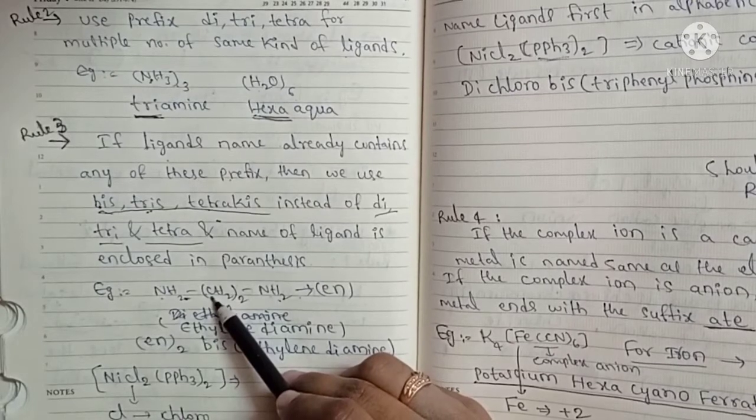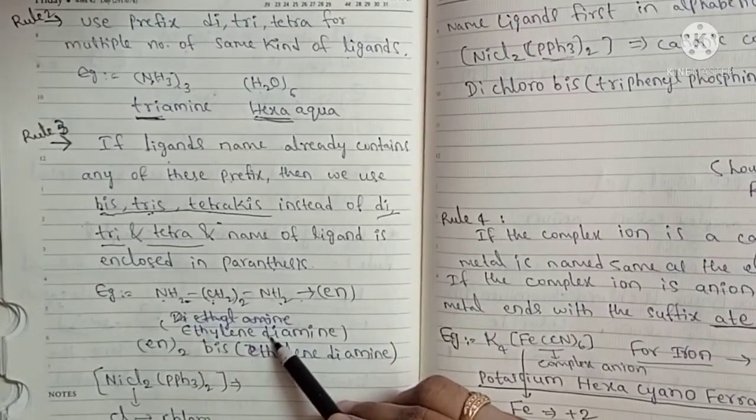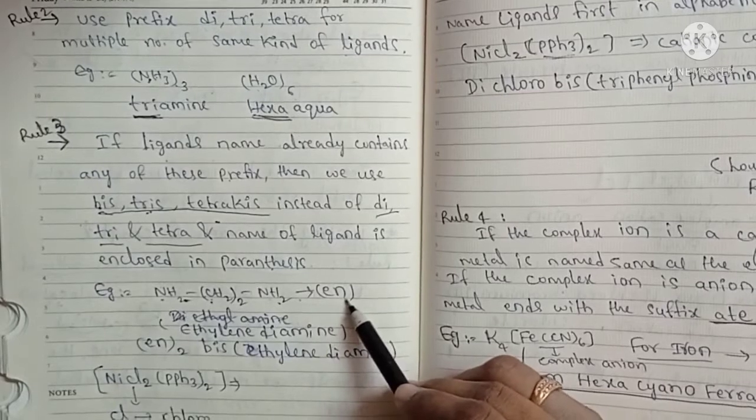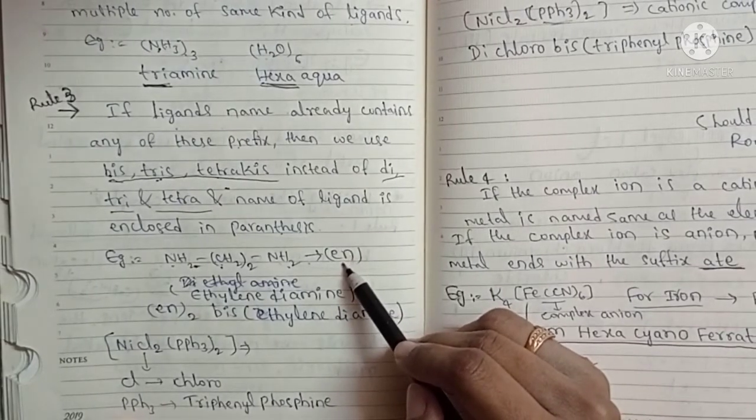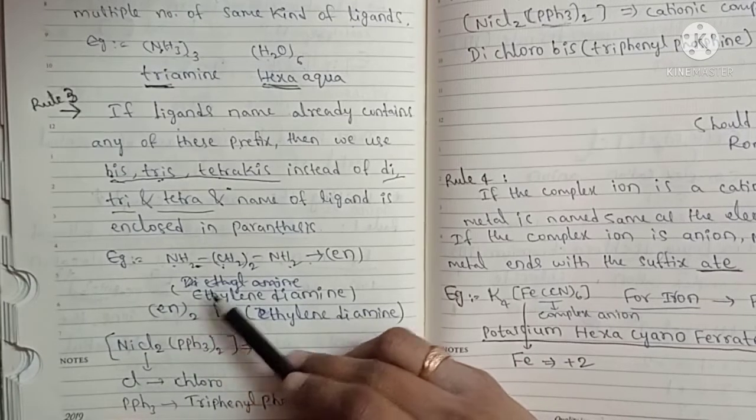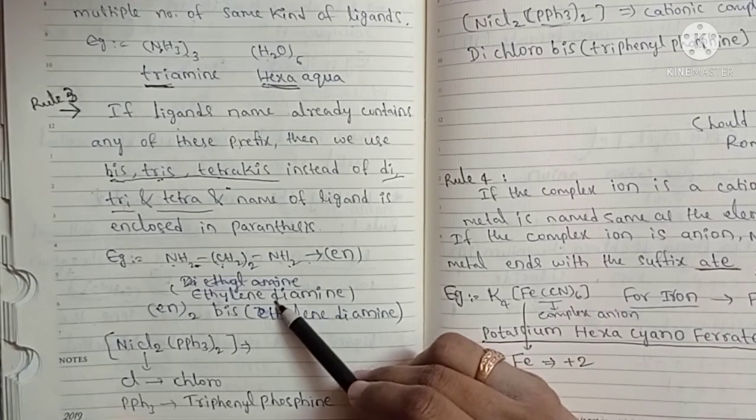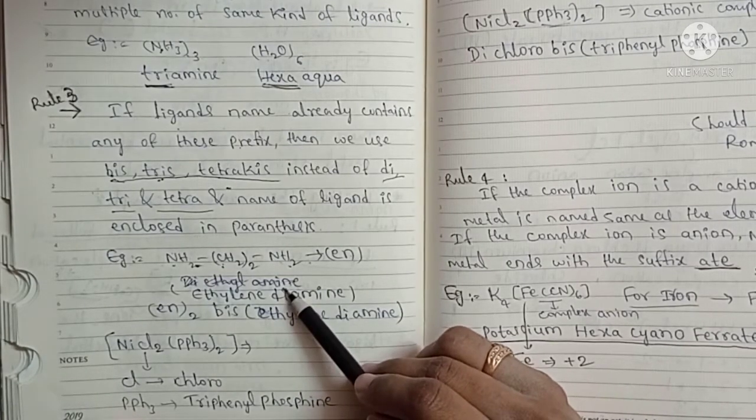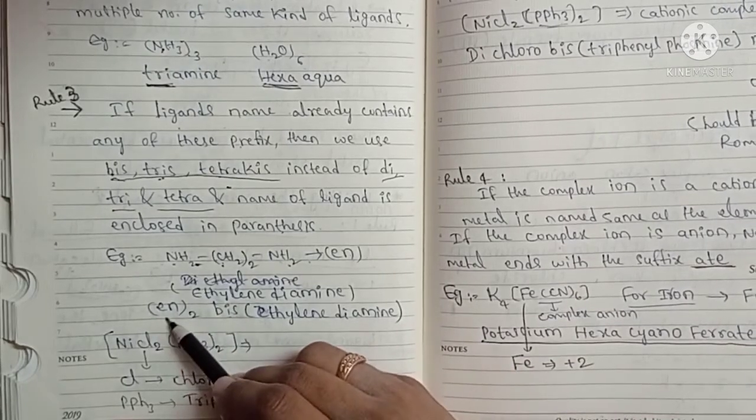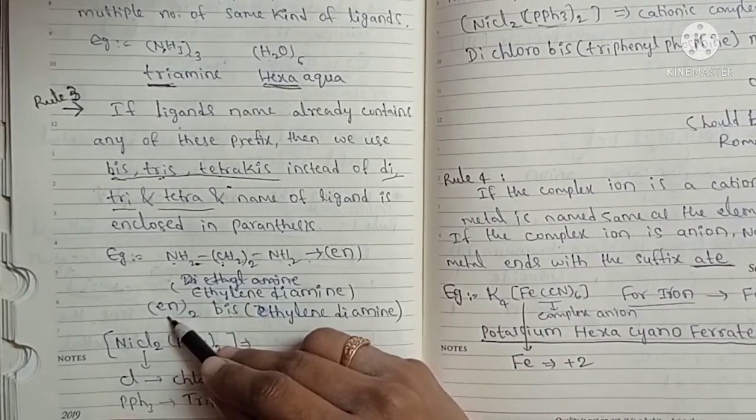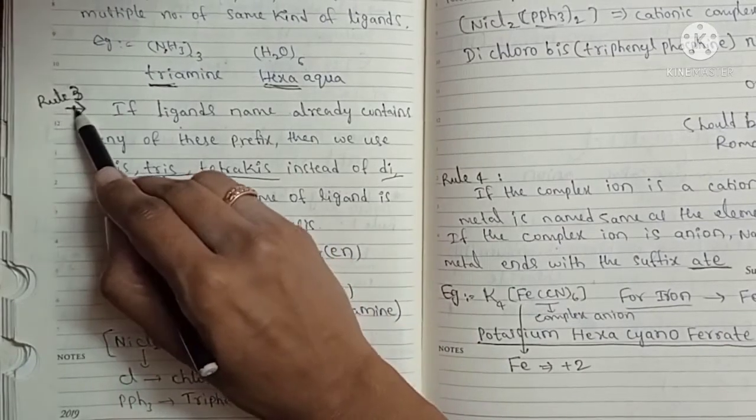Here two carbons are there, so we use ethylene and diamine. So this is ethylenediamine. As a shortcut we write en. En means ethylenediamine. We have already seen this in the types of ligands. Here, for example, two ethylenediamines are there, and in the name there is already di. So if a ligand contains di, tri, tetra, then instead of di, tri, tetra, we will use bis, tris, like that. For two ethylenediamines, we will use the prefix bis. So this is the third rule.